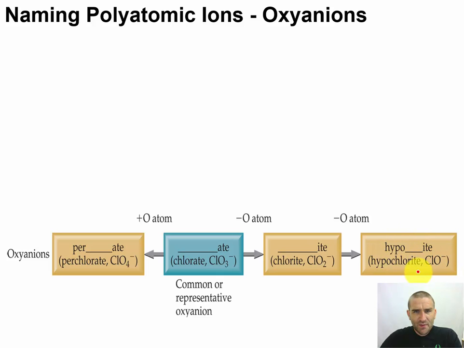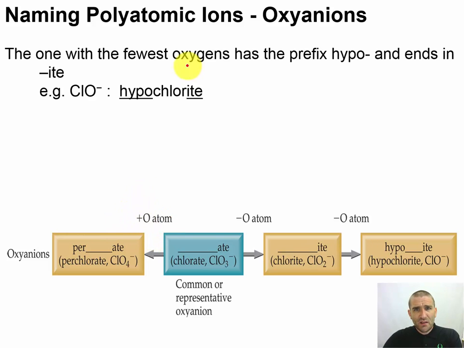You may have heard of hypochlorite before. That's bleach. Sodium hypochlorite is what you'll find in most bleaches that are out there, and it's also what you find in those discs you drop in your toilet tank, or the pucks that you use to chlorinate your pool. Now the perchlorate ion is also used for a lot of different things. When we go from ate to per-ate, we've added in one oxygen.